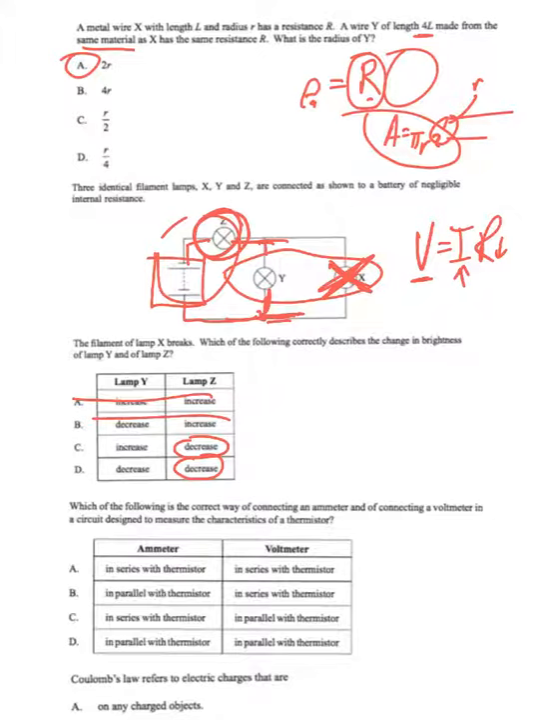Now what's going to happen to Y? Well, the current used to be splitting to go through X and Y. But the current no longer needs to split. It's all going to go through Y, which means Y is actually going to get more current. And so therefore lamp Y needs to increase. And my answer is C. Awesome. Moving along. Next question.